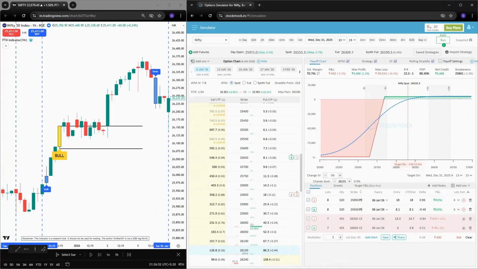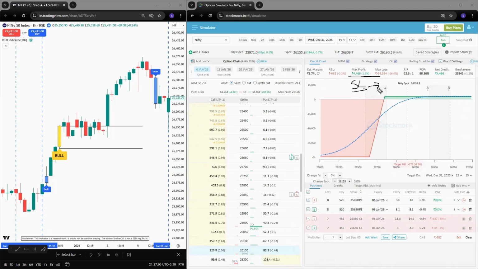What is my maximum profit here? You can see 4,400. 4,400 is my maximum profit. It is greater than 1%. Greater than 1%. What do I have to do? My SL is the same, 4,400.